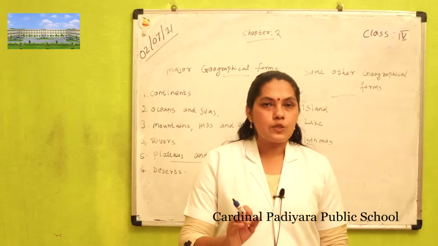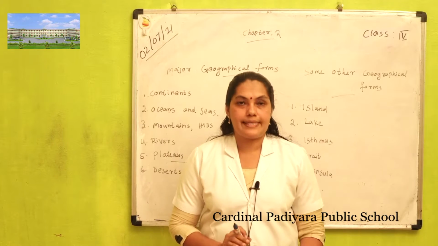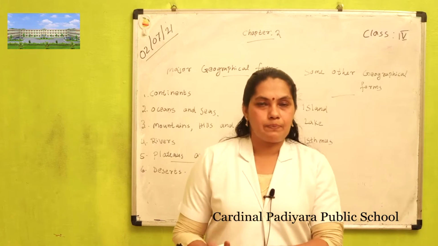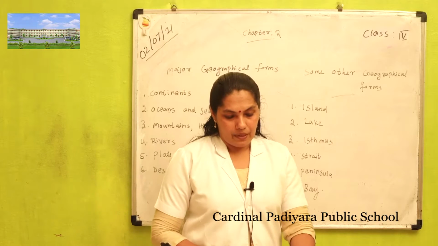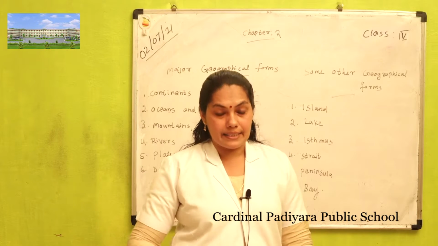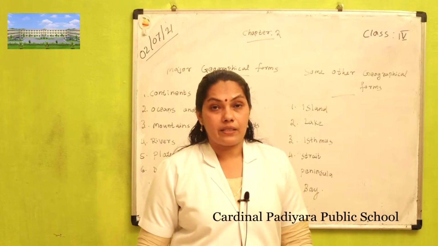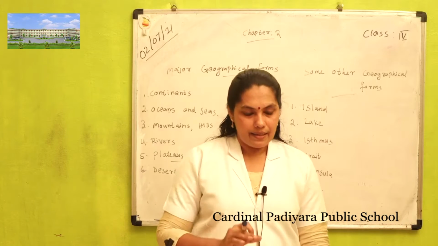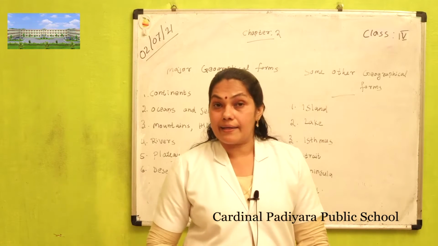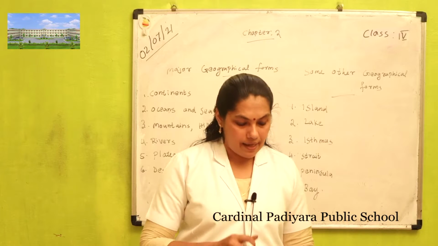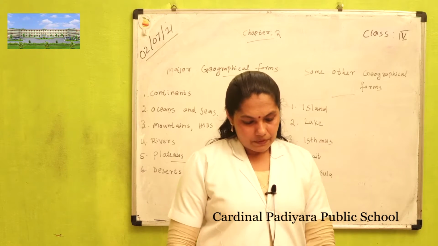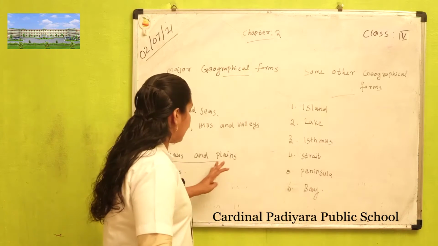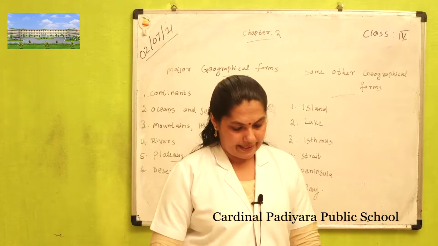It is also often called a tableland. This plateau is also known as the tableland because it is high and flat like a table. So this is also known as the tableland. That is the plateau. And the next one is plains.